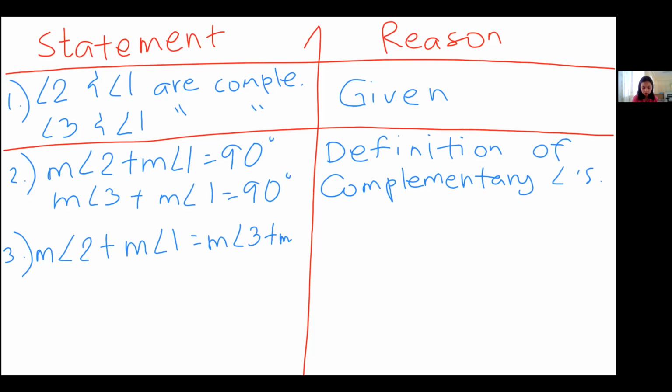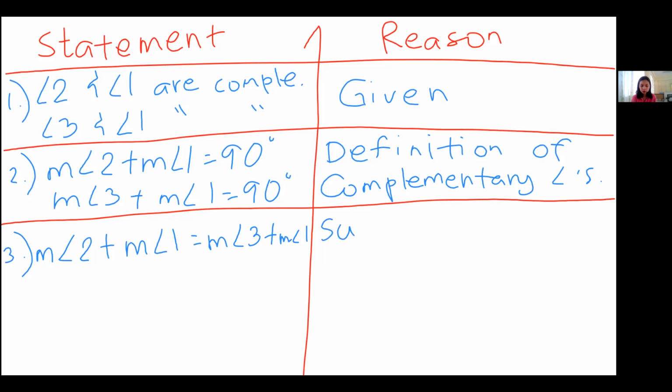Ayusin ko. Measurement of angle 1. Okay? Again, pwede nating masabi on the third part po na equal lang sila, 'di ba? Kasi pareho silang 90 degrees. Okay, so this is by the substitution property. Substitution. Ayan, dito na tayo gagamit ng mga property. Okay? Again, paano siya nagamitan ng substitution property?